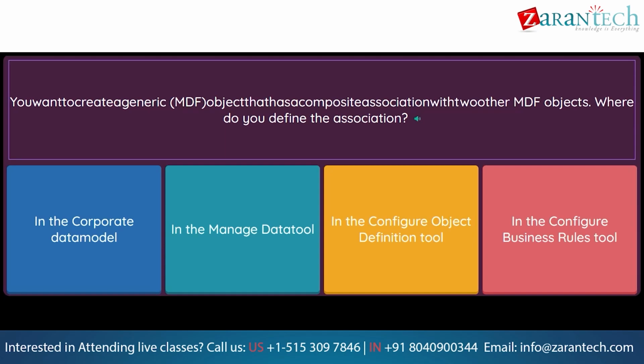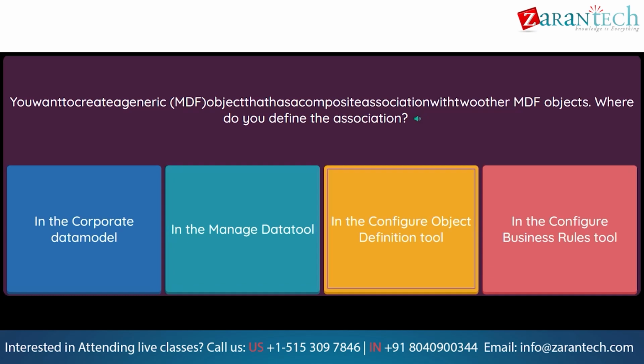Question: you need to create a generic MDF object that has a composite association with two other MDF objects. Where do you define the association? Option 1 in the corporate data model. Option 2 in the manage data tool. Option 3 in the configure object definition tool. Option 4 in the configure business rules tool.